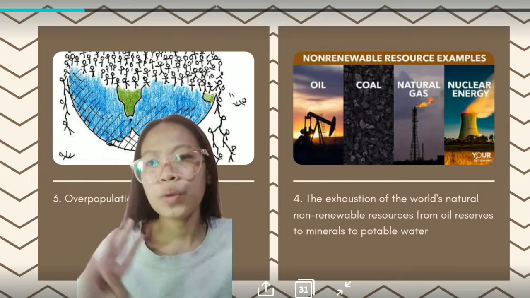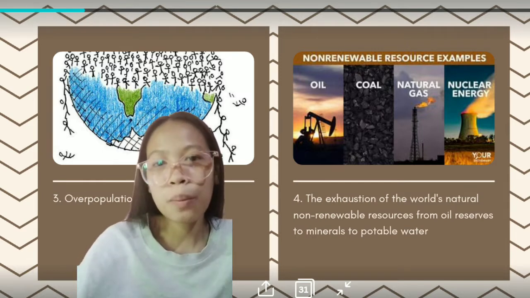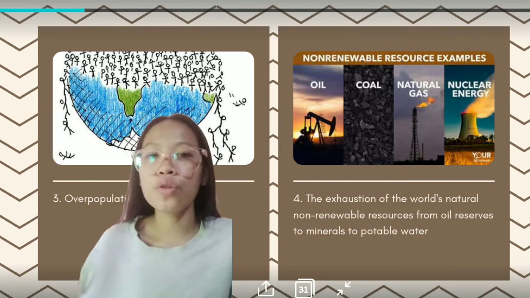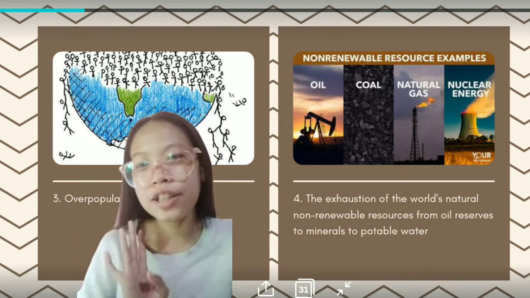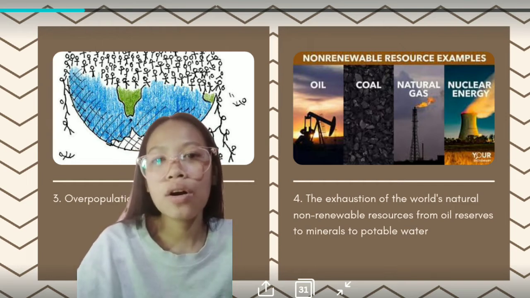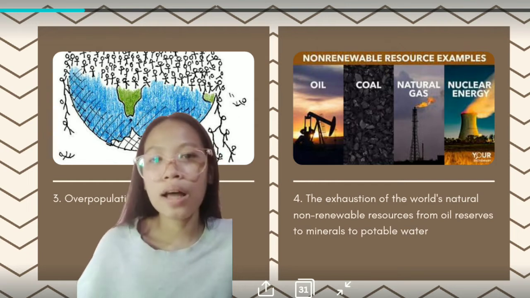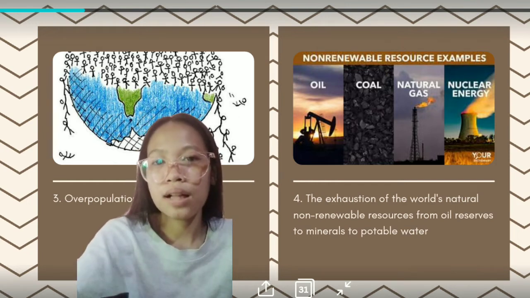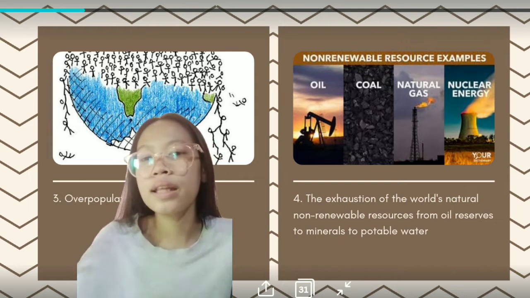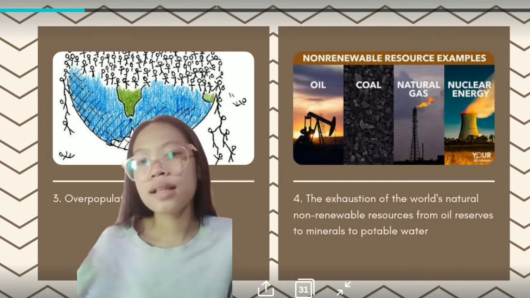And number 4, as we can see in the picture, the exhaustion of the world's natural non-renewable resources, from oil reserves to minerals to potable water. So there are 4 major types of non-renewable resources: oil, natural gas, coal, and nuclear energy. Oil, natural gas, and coal are collectively called fossil fuels. Fossil fuels were formed within the earth from dead plants and animals over billions of years, hence the name fossil fuels.